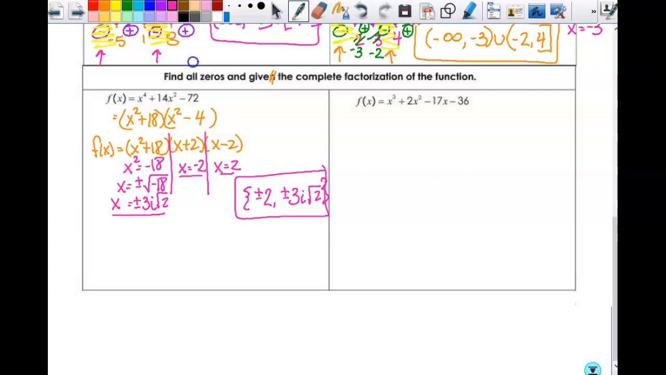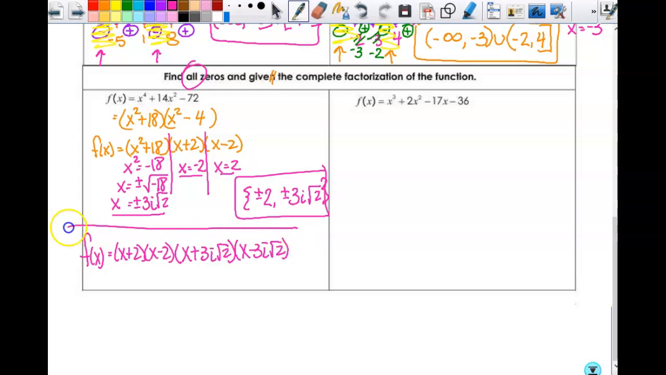So it says find all zeros, not find all real zeros. So find all the zeros, then the complete factorization. This was as much as we can do with our factoring skills, but now I do have still this x plus 2 times x minus 2. But then I have these zeros as well, so this is times x plus 3i square root of 2 and x minus 3i square root of 2. And this is the actual complete factorization.